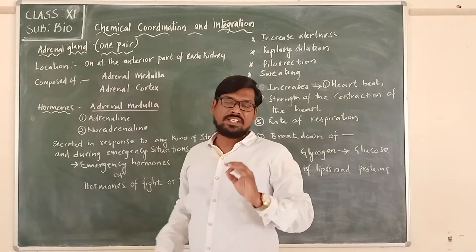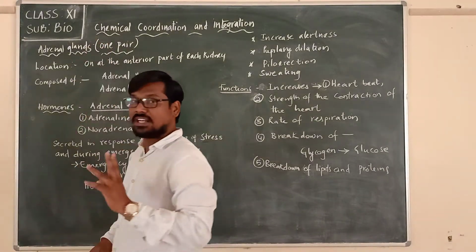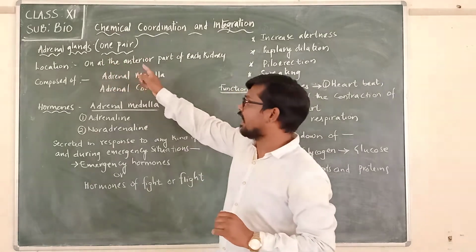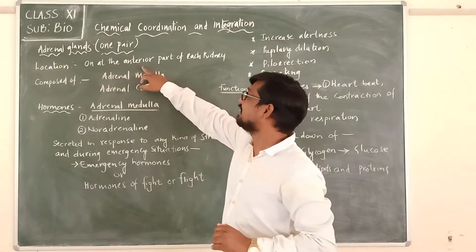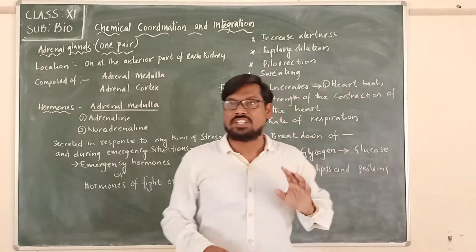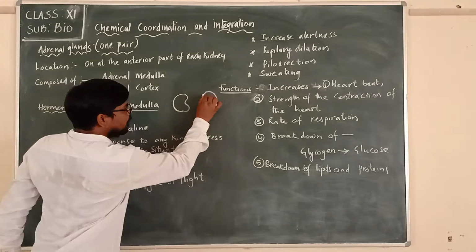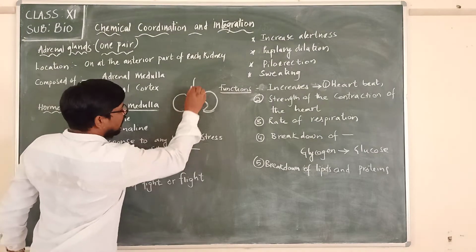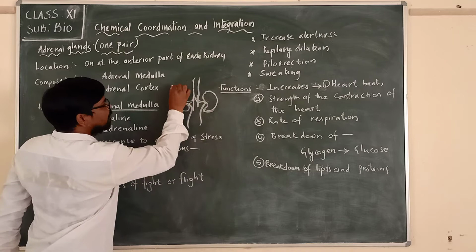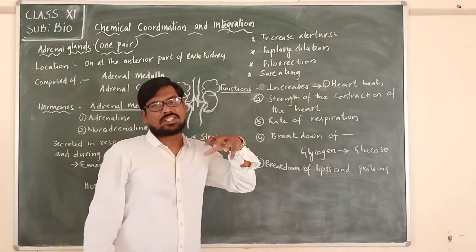Now, adrenal glands are present as one pair. Where are they present? They are present one at the anterior part of each kidney. If these are the kidneys of the excretory system, the adrenal glands are present one on each kidney as cap-like structures.